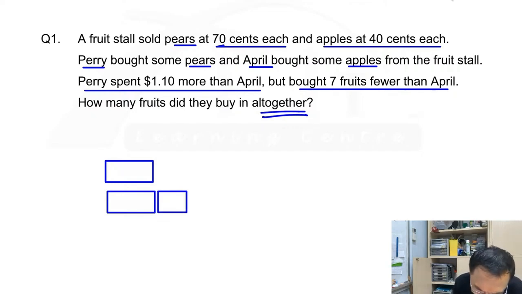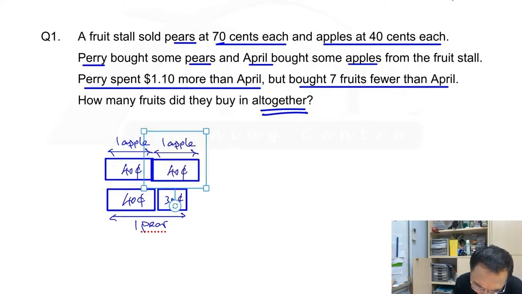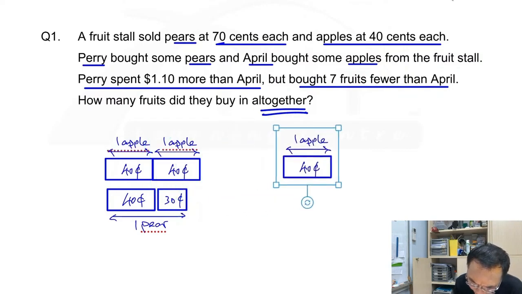Awesome. So this is one apple, not all the apples. And this is one pear. So one apple is 40 cents, and one pear is 40 cents plus 30 cents. And by right, they would buy many of these. So that means that April will buy several of the apples, and let's say these are all the apples that she bought.